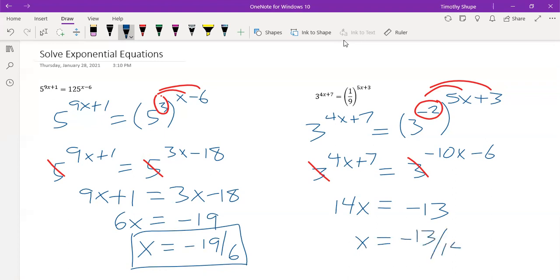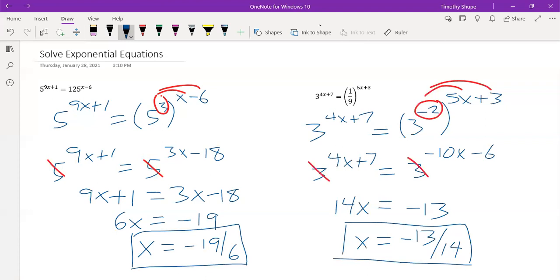So looking at that second example again, we recognize that 1/9 was a power of 3. So we rewrote it as 3 raised to the negative second power, not changing the value, just changing the appearance. And then we distributed that negative 2 to the exponent that was already there. Got a new exponent of negative 10x minus 6 on that right side. Once those bases were matched at 3, I could drop the 3's off and set the exponents equal to each other. We added the 10x to the left, subtracted the 7 to the right, and finished by dividing off the 14.